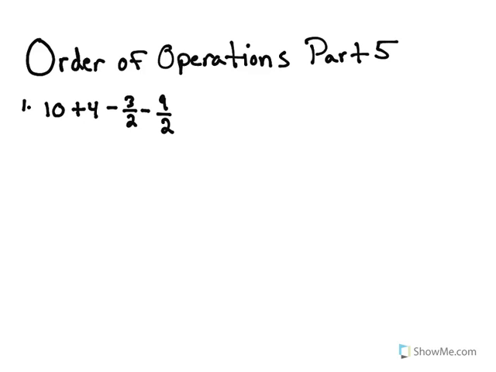We look for parentheses. Well, I don't see any parentheses here, and there aren't any exponents either. So the next thing down the line is multiplication or division. I don't see either of those operations. And the last thing we have is adding or subtracting. When we add or subtract, we always want to go left to right. So 10 plus 4 is going to be 14.